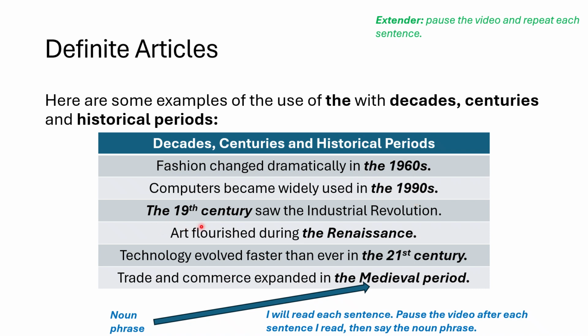The 19th century saw the Industrial Revolution. Art flourished during the Renaissance. Technology evolved faster than ever in the 21st century. Trade and commerce expanded in the medieval period.